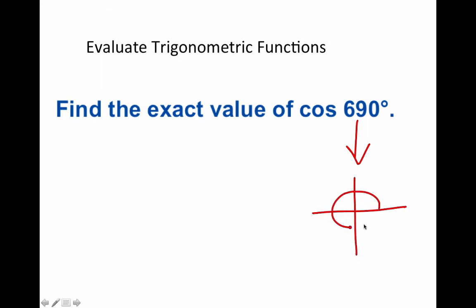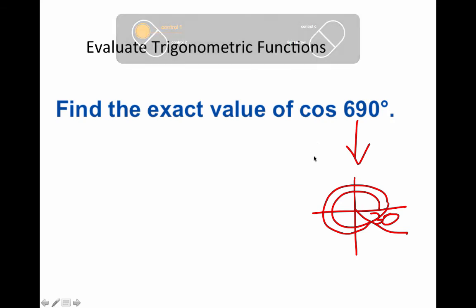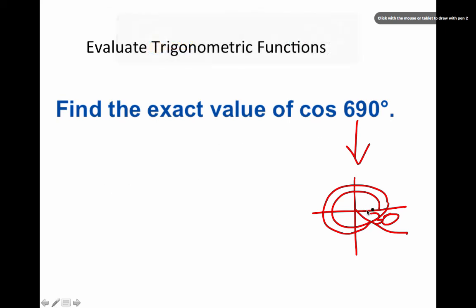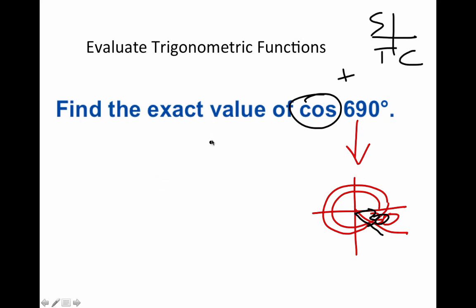If I am 360 and then around to 690, I will be 30 degrees short of 720, which would be 2 times around. So I'm going to use a 30-degree reference angle. The reference angle is always formed with the x-axis. I know cosine in quadrant 4 will be positive based on this. And then I just get my reference triangle for a 30, 60, 90.